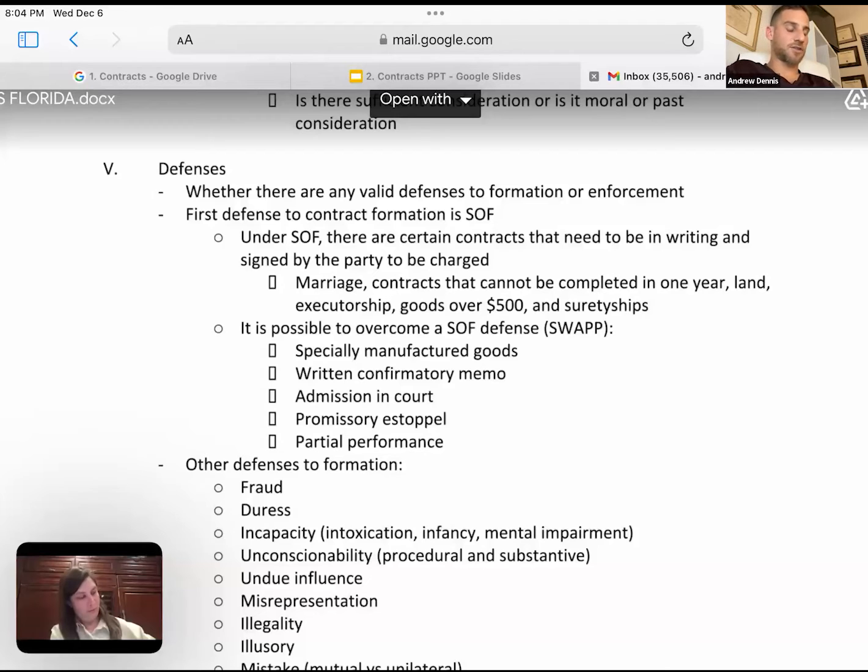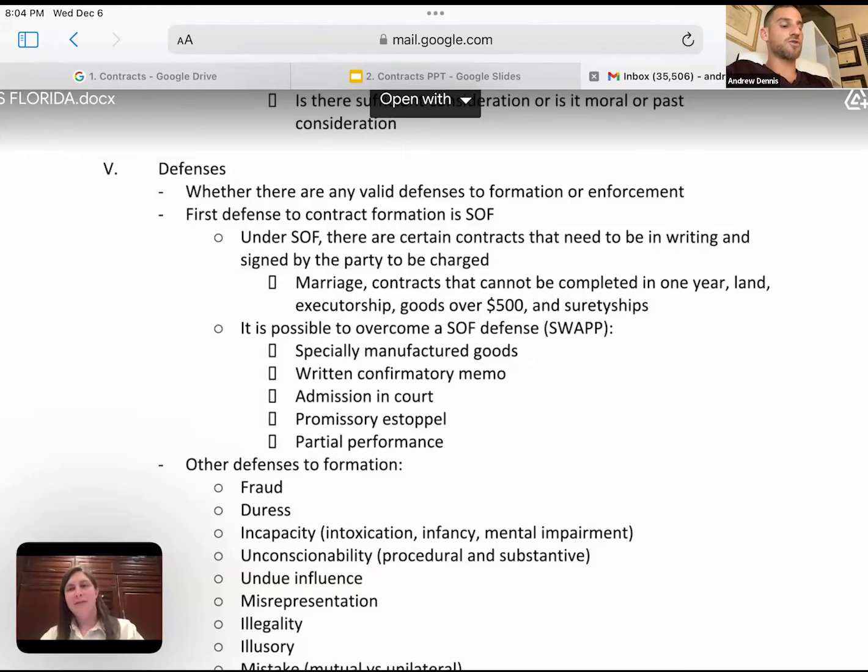So we can say under the statute of frauds, there are certain contracts that must be in writing and signed by the party in charge. Those contracts include contracts for marriage, contracts for land, executorships, guarantees, and sale of goods over $500. Here, since there is a sale of goods for $800, Jay will argue that the contract needs to be in writing, right? However, there are numerous ways to overcome a statute of frauds defense.